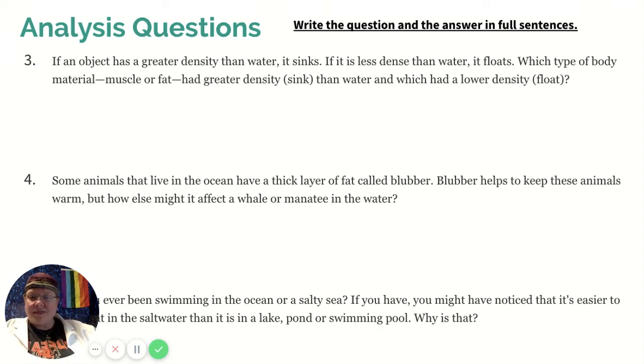Number 4: some animals live in the ocean and they have a thick layer of fat called blubber. Blubber helps these animals stay warm. But how might it also affect a whale or a manatee in the water? What might the fat help them do? Now, the last question: before you answer it, I want you to see the optional classroom demo.